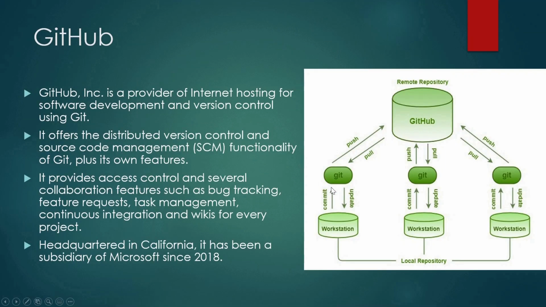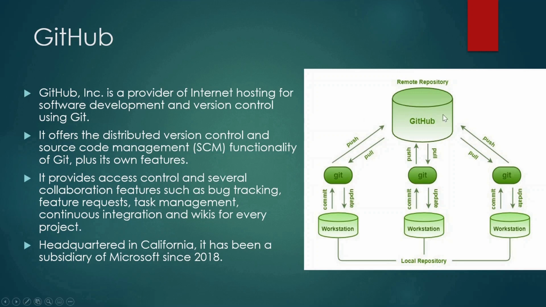Let's talk about GitHub. So GitHub is a provider of internet hosting for software development and version control using Git. It offers the distributed version control and source code management functionality of Git plus its own features. It provides access control and several collaboration features such as bug tracking, feature requests, task management, continuous integration, and wikis for every project. So the headquarters of GitHub is in California, and it has been a subsidiary of Microsoft since 2018. So since 2018, Microsoft is the owner.